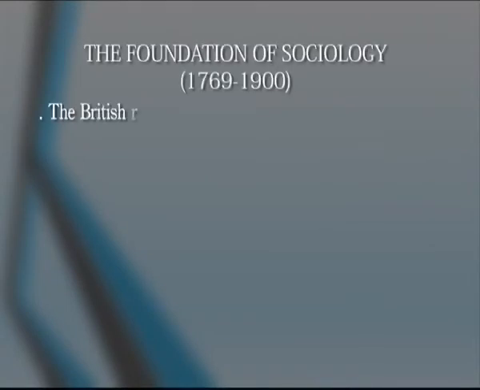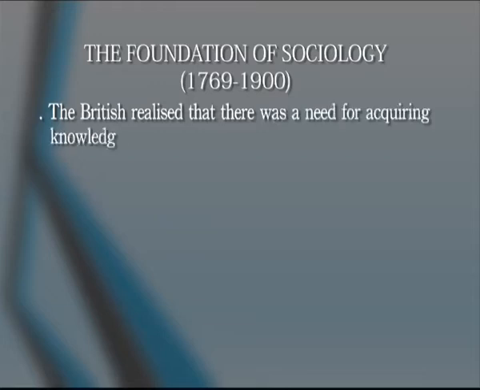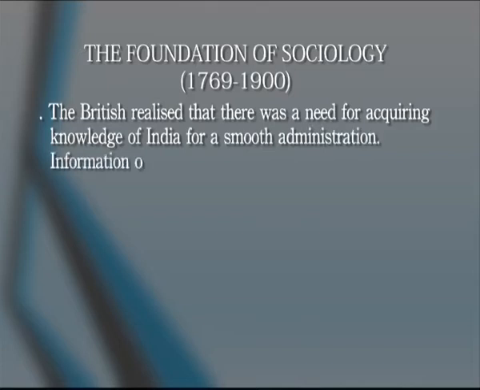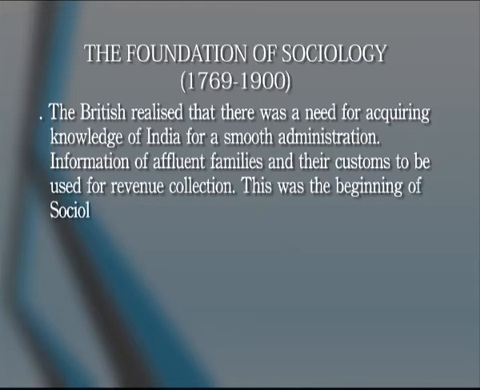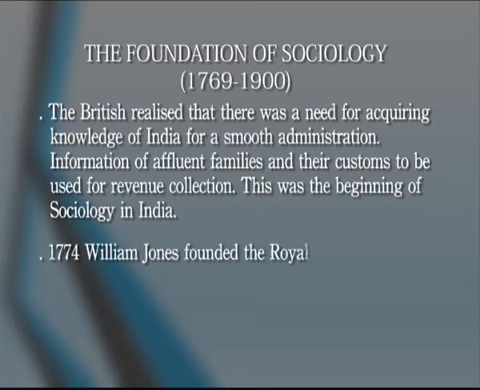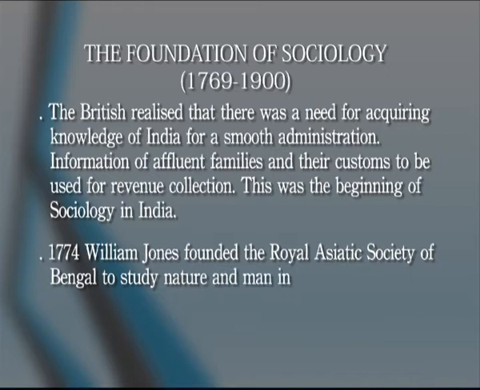The Britishers realized that there was a need to acquire knowledge of India for smooth administration, right? They felt that it was their task to better understand the society they were trying to govern, and a better understanding of society would lead to better governance. This was the beginning of sociology in India. In 1774, William Jones, a Britisher, founded the Royal Asiatic Society of Bengal in order to study nature and man in India.